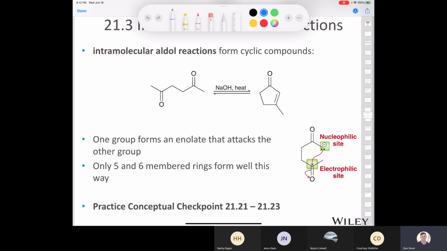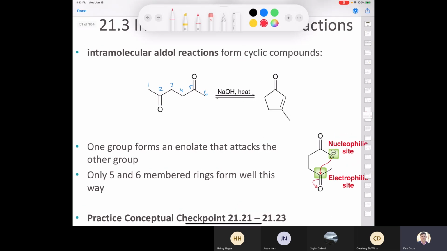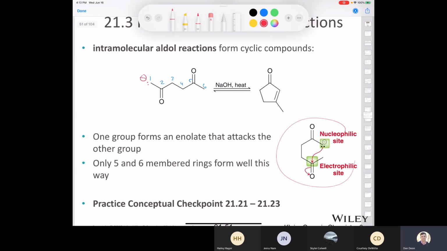What if you have 2 carbonyls in the same molecule? Like here we have a compound that has 2 carbonyl groups in it. We have 1, 2, 3, 4, 5, 6 carbons in our diketone, but the carbonyls are 1, 2, 3, 4 carbons away. So why couldn't I deprotonate at one of these alpha positions to make an enolate on one of the carbons, right? And that's what's being shown here.